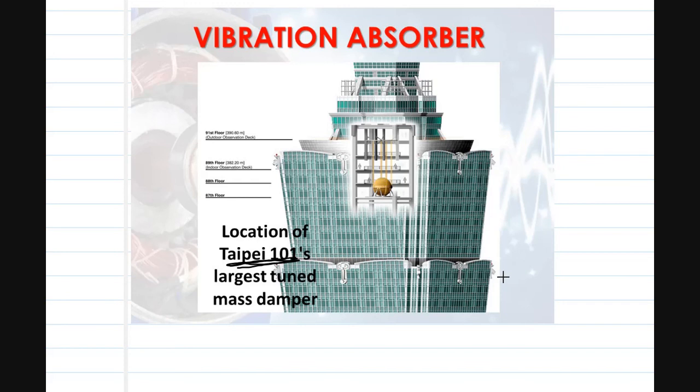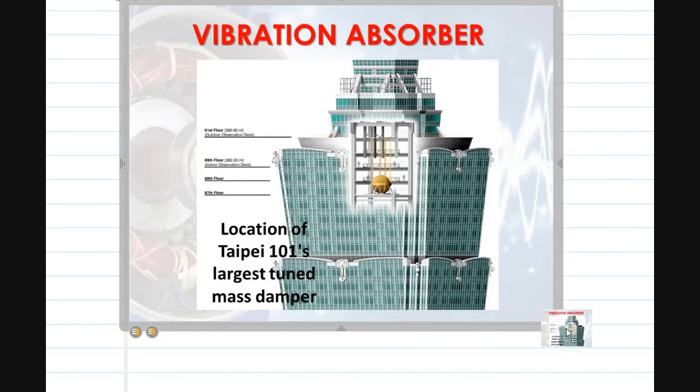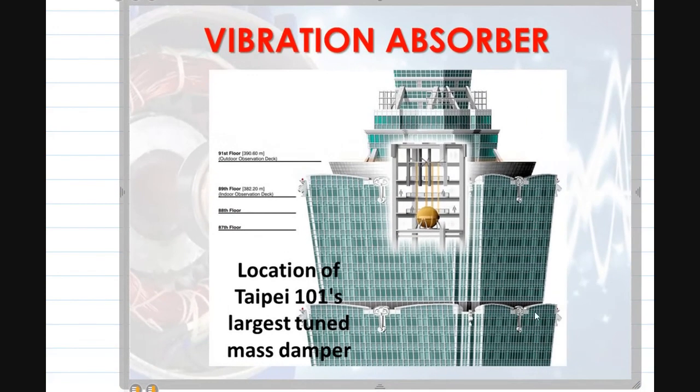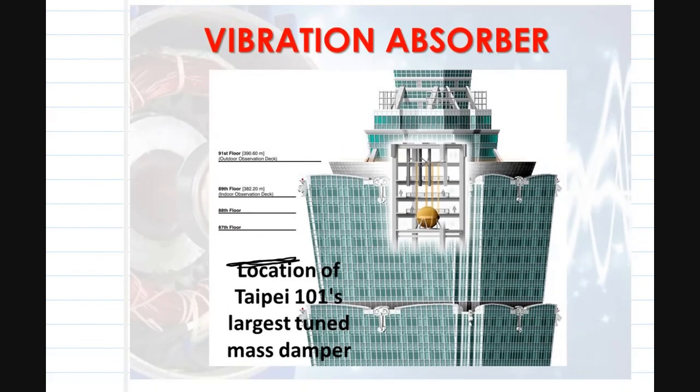If I zoom in on this picture, it's about the 87th floor to about the 91st floor. This is the tuned mass damper, attached from the 87th floor to almost the 91st floor. Look at these floors: the 1st, 2nd, 3rd, 4th, 5th, and even up to 6 floors. The tuned mass damper is attached.